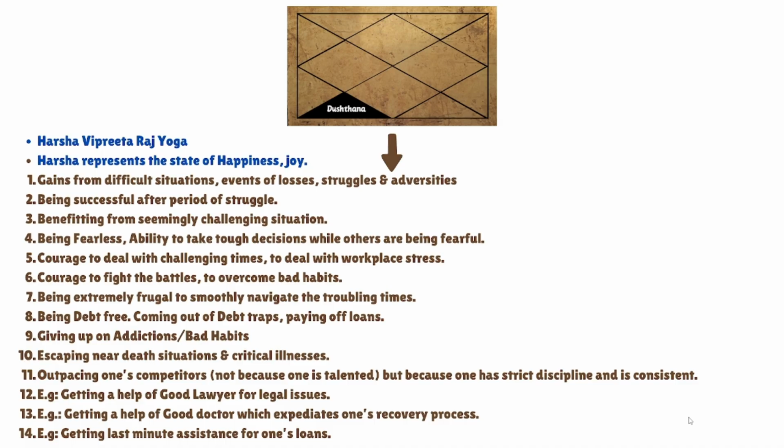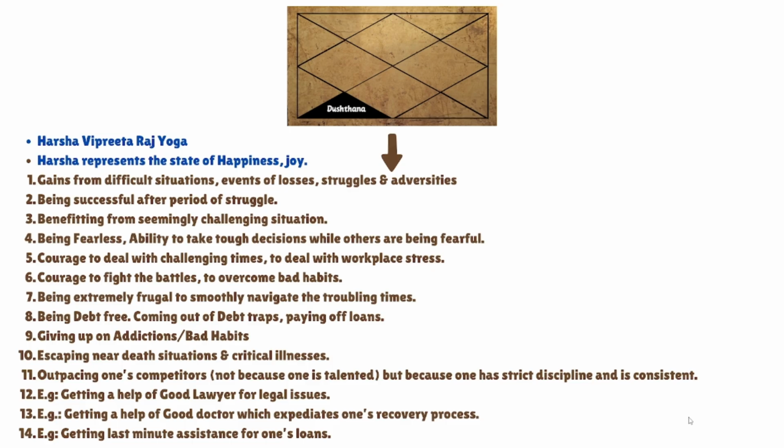Now why are strict discipline and consistency becoming a winner here? Because the sixth house represents strong routines, strict structures, strict discipline, and being consistent. So that is why consistency here can give rewards in the long run.